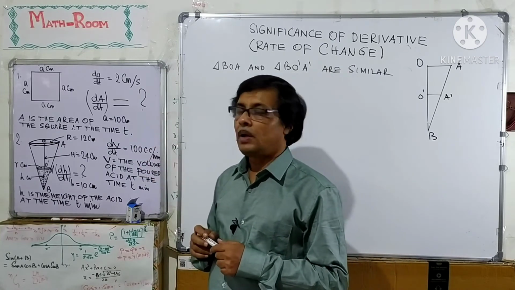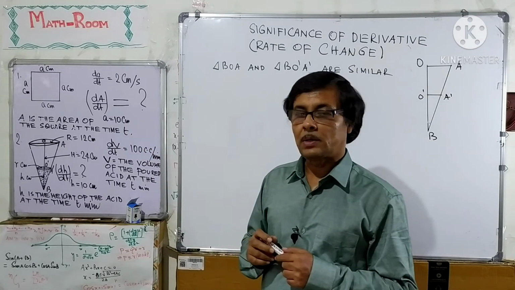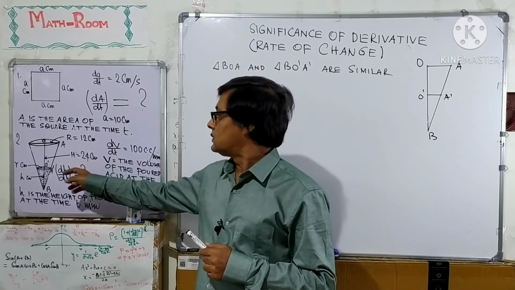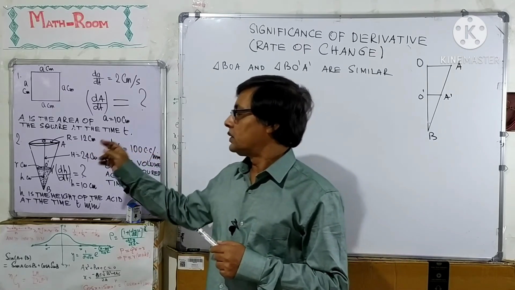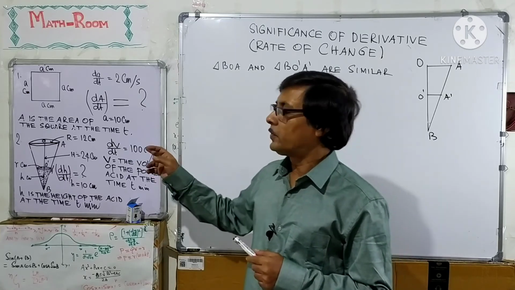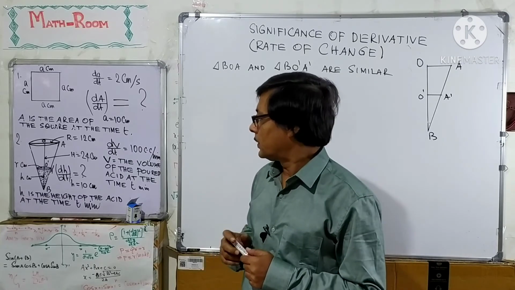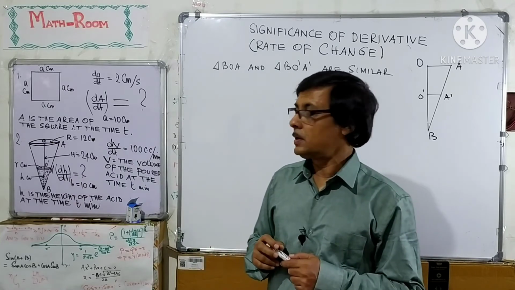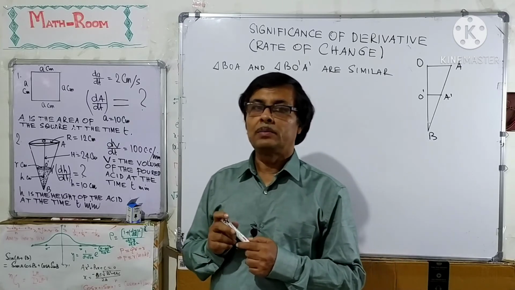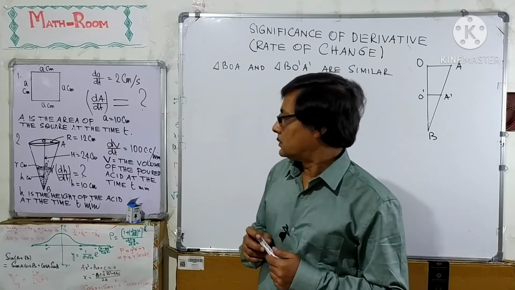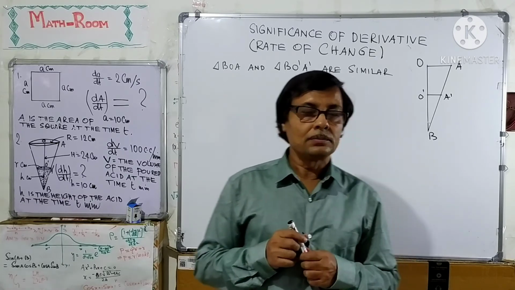We have to find the value of the rate of change of the height of the poured acid with respect to time t, where h is the height of the poured acid at time t, and its base radius is r centimeter. We have to find this when the height is 10 centimeter, the value of the rate of change of the height of the poured acid with respect to time t. Now, let us begin.